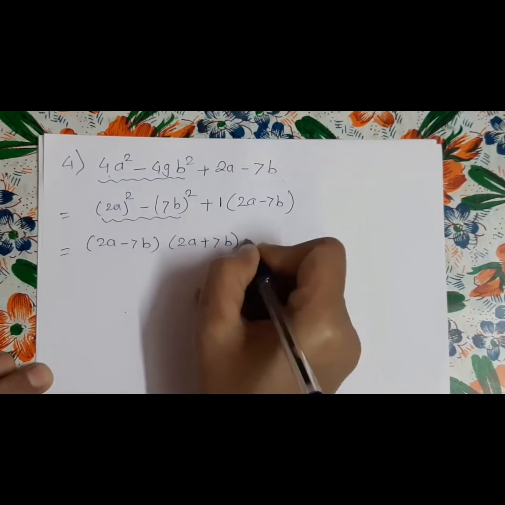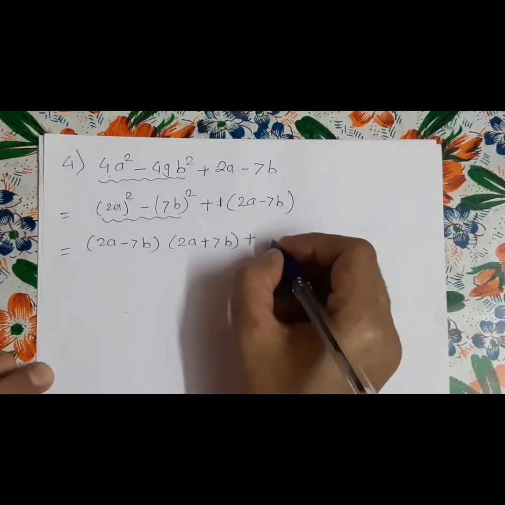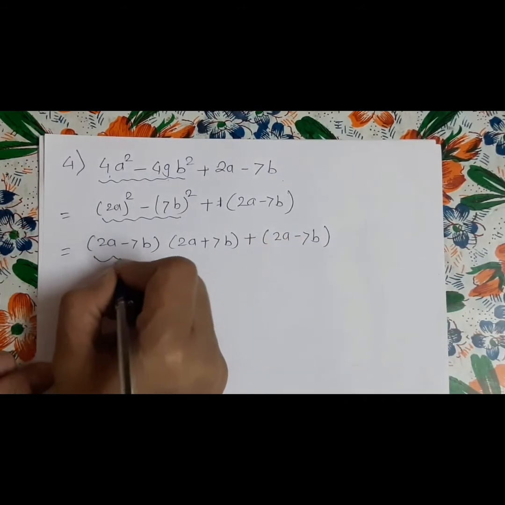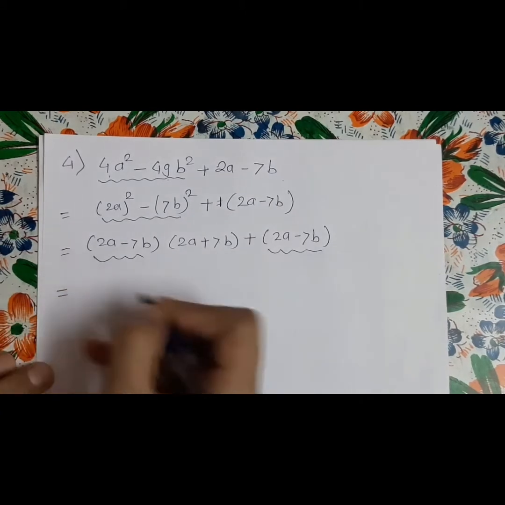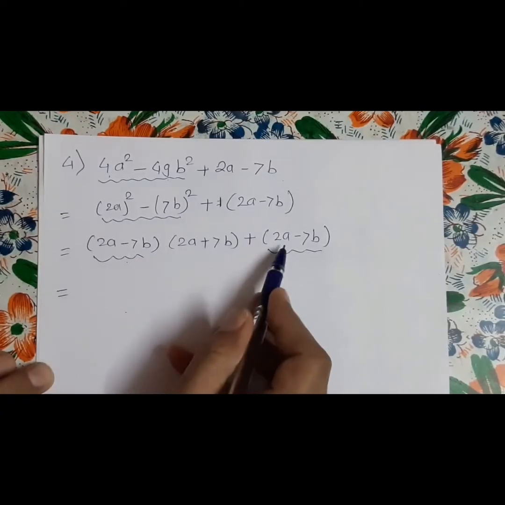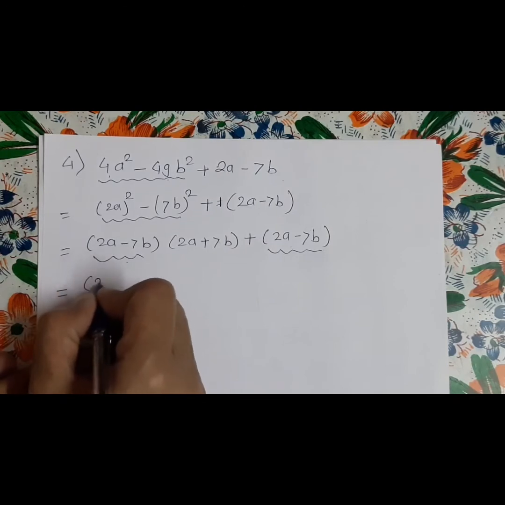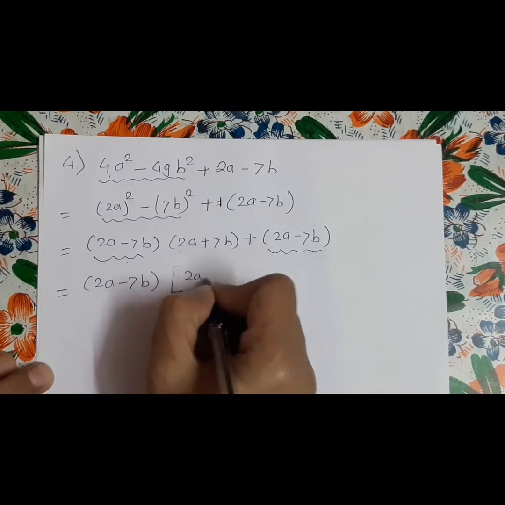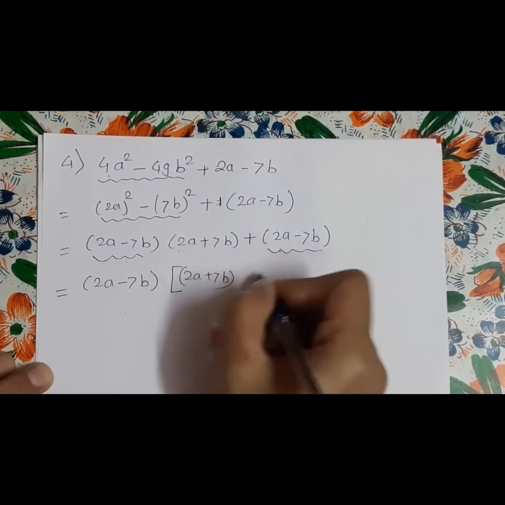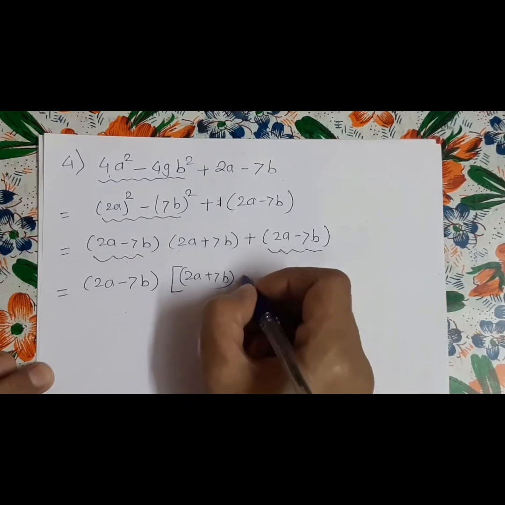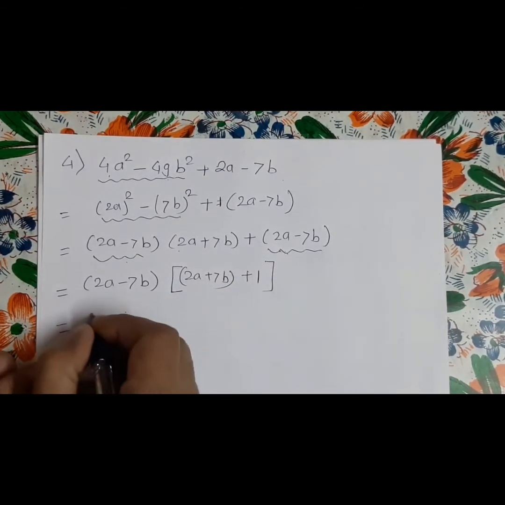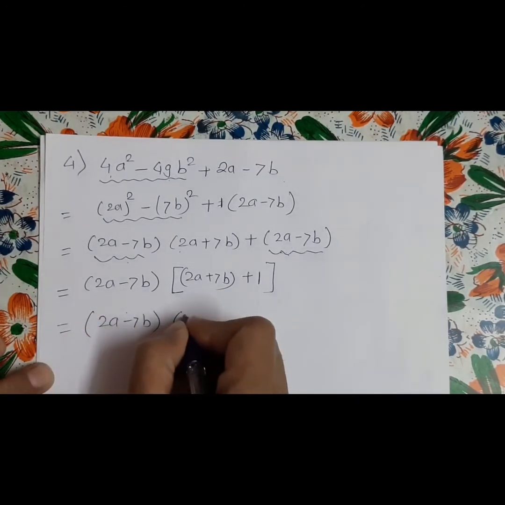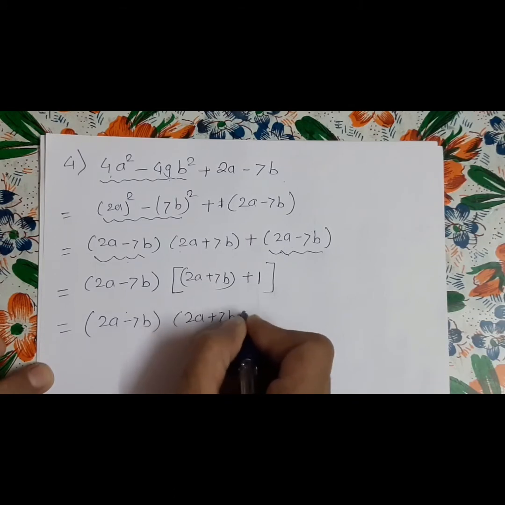Now by using the formula of x square minus y square, here we can write 2a minus 7b into 2a plus 7b, plus 2a minus 7b. Okay, so 2a minus 7b, 2a minus 7b, this expression is common in this, so you will take out of the bracket 2a minus 7b. What will be there inside? So 2a plus 7b, and as this term we have taken out, there will be 1.